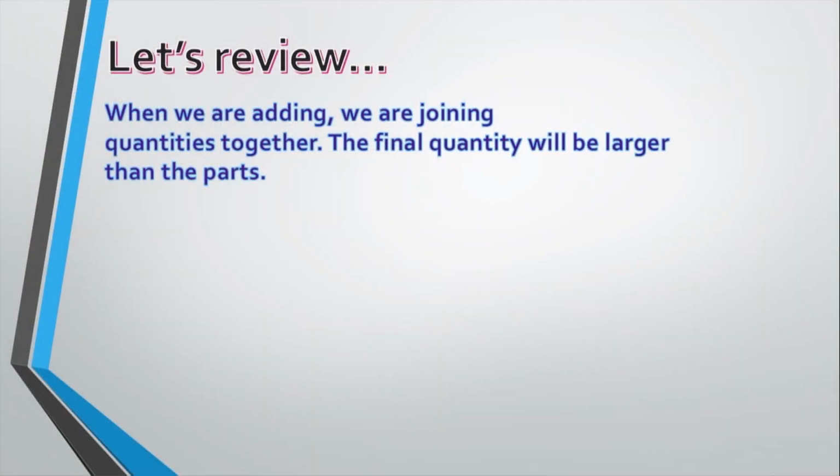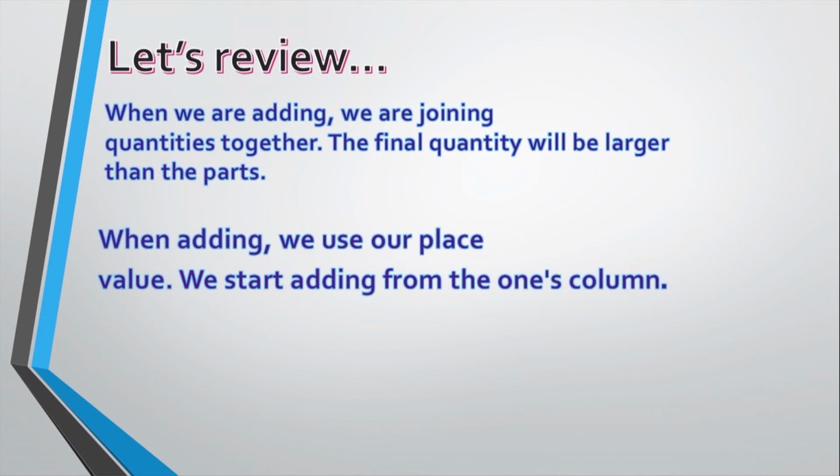So good. When we are adding, we are joining quantities together, and the final quantity will be larger than its parts. Good? So you have two numbers, or two quantities, or two groups of things, and you're putting them together. The new group that is formed will be larger than the other one. Adding is putting quantities together. So when we are adding, we are using our place value. We start from the ones. Good? So the ones is the one furthest to the right. Right? So I'm facing you, so my right would be there. So if I'm writing, my ones would be there. Good?